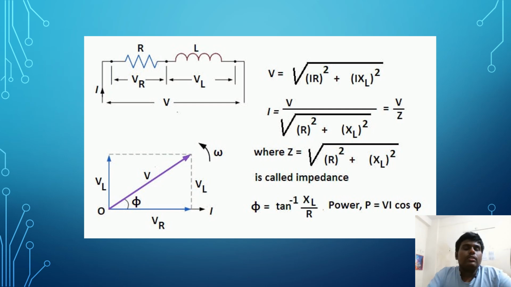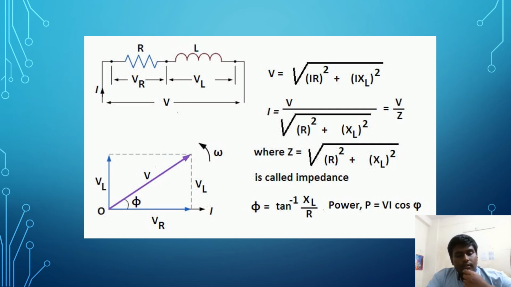Now we get to see the circuit diagram. In the circuit, we can clearly see the voltage across the resistance and the voltage across the inductor. A current I is passing through both the resistance and the inductor, and the net voltage is taken as V. In the phasor diagram, you can clearly see that the voltage across the resistance and the current are in the same phase, which we can observe clearly in a purely resistive circuit.